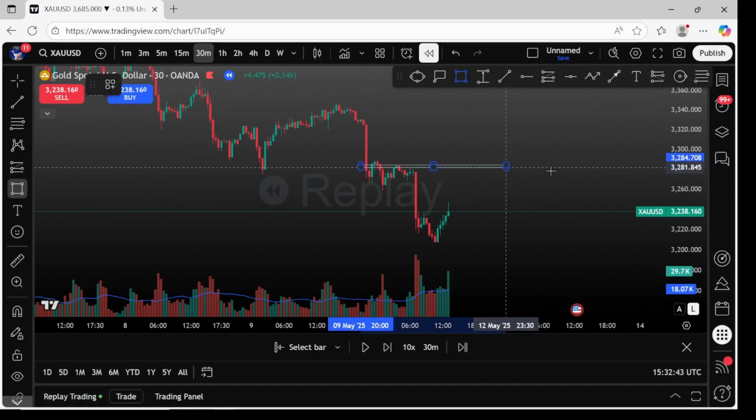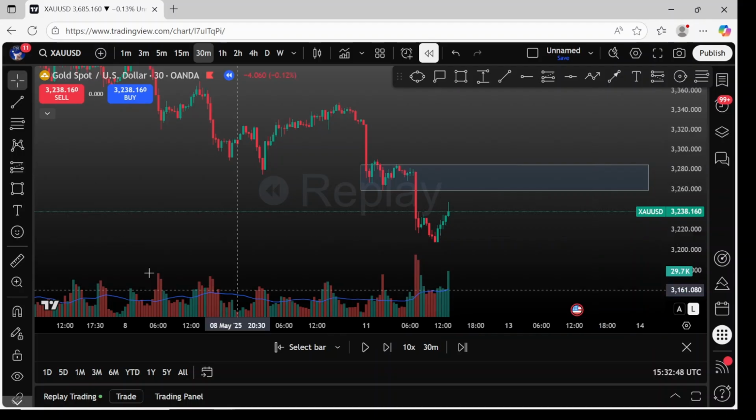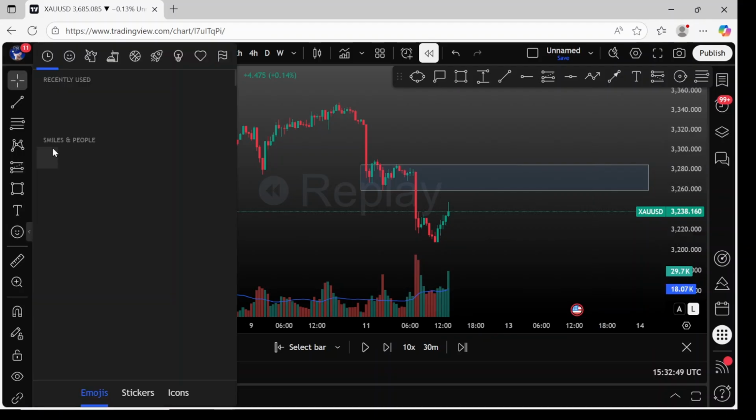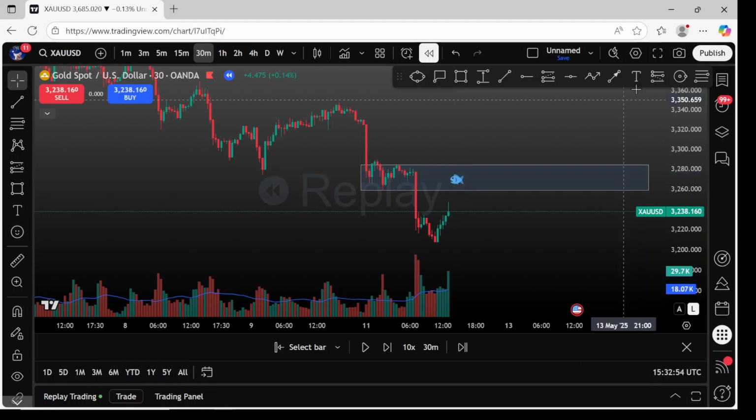Rule 6. The zone must be untouched. After the breakout, price should not have revisited the OB yet. A clean OB is more likely to hold on the first retest.